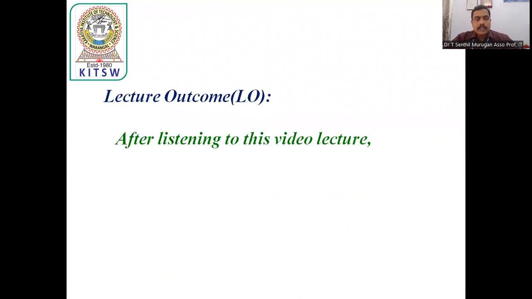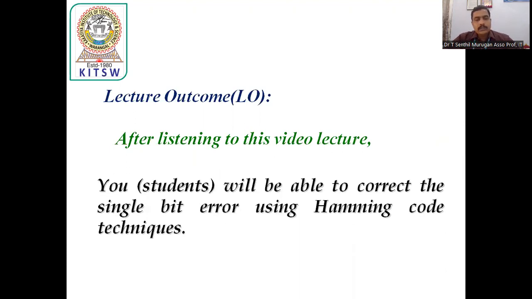Before starting the lecture, we must know the outcome of this lecture. After listening to this video lecture, as a student, you will be able to correct single bit errors using Hamming code techniques. If any data word is given, you can generate the code word. Then, if any error is there, you can identify which bit has the error, and it will be rectified and corrected.